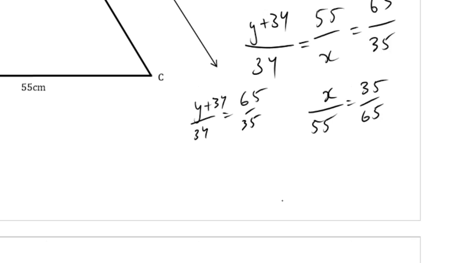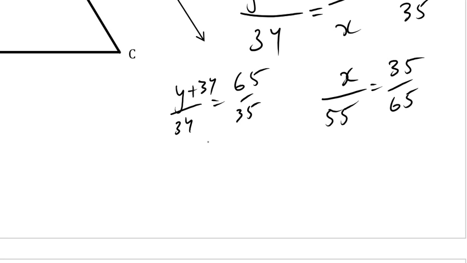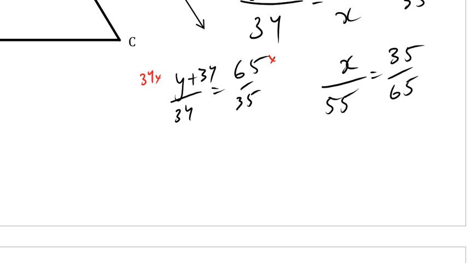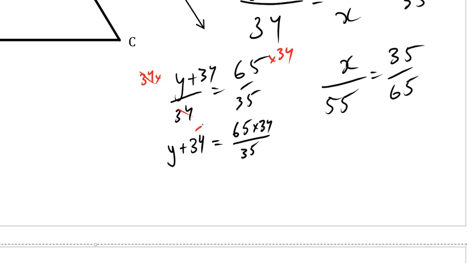So if you were to cross multiply this one on the left, it would take a bit more work because you'd have to use the distributive property and stuff like that. So what I'm going to do is just multiply both sides by 34, which gets rid of this, right? And I get y plus 34 equals 65 times 34 over 35. And then I'm going to subtract 34. You can do this in 2 steps, or you don't have to write it out exactly the way I do either. I'm going to subtract 34 from both sides. And so this one's just going to be minus 34 at the end, right?